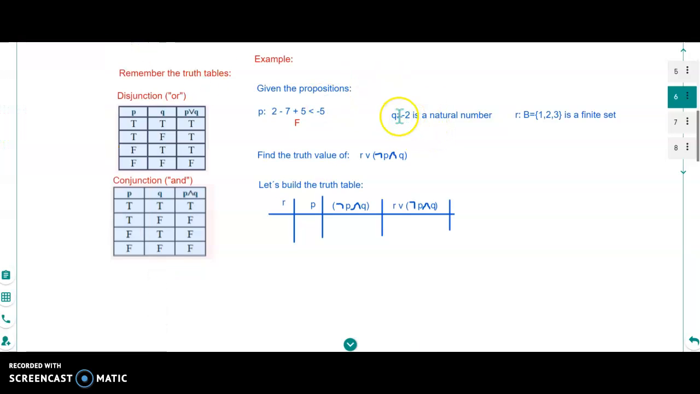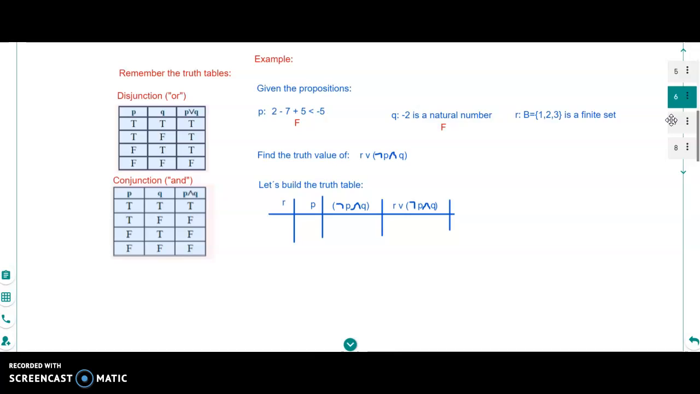In this case we have: minus 2 is a natural number. Is that true or false? Minus 2 is not a natural number, because the negative numbers are part of the integers and not of the natural numbers, so this is false.